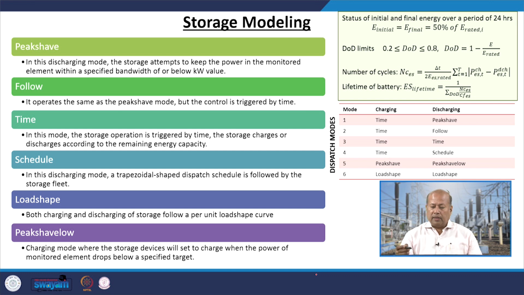These are the equations being used. For E initial and final, we expect the battery to have 50% at the beginning as well as the end, and the DOD has been broadly captured between 0.8 to 0.2. The lifetime of the battery is calculated as ES lifetime, and the number of cycles is determined using this equation.